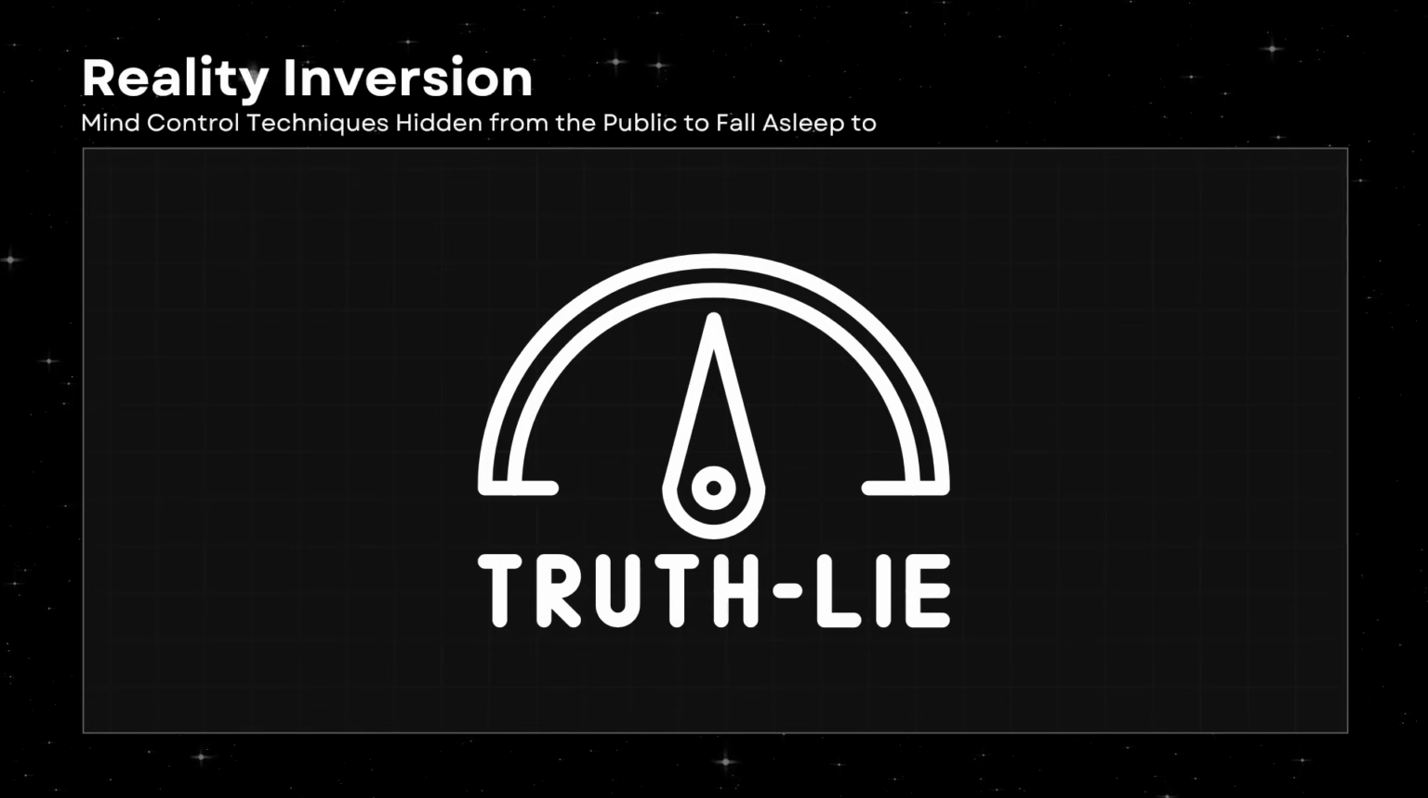Reality inversion also uses fake complexity. A speaker may say, "This issue is too deep for most people to understand," or "Only experts can see the full picture." This builds a wall around false claims. It keeps others out. It makes people feel that truth is too hard to grasp. So they choose the simpler message, even if it's wrong.